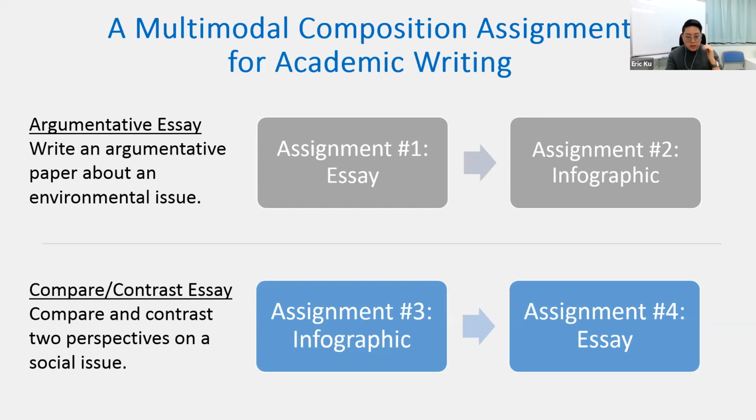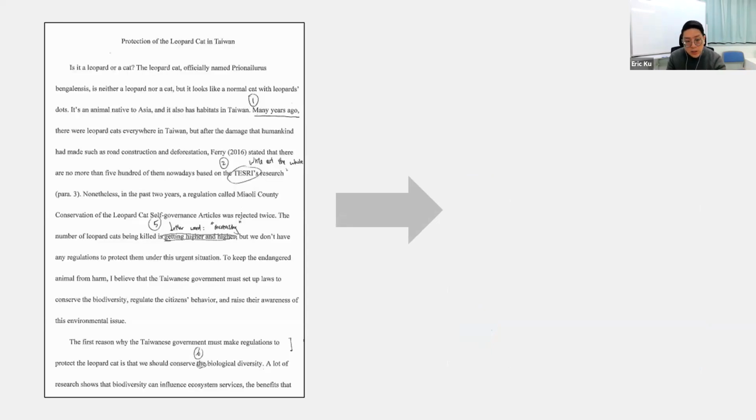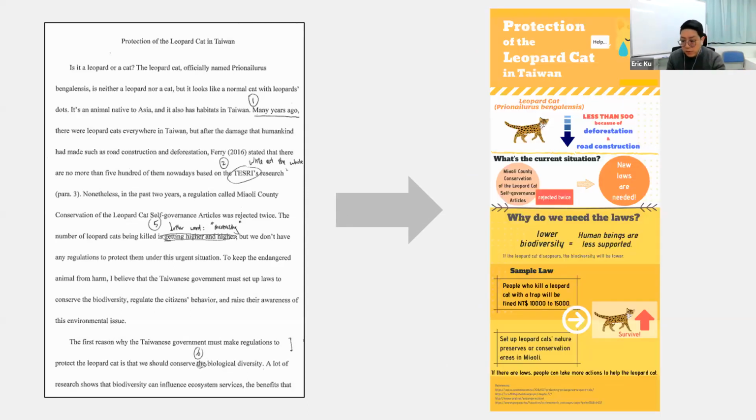Here's an example. This is an example of the first paper, on an environmental issue. This student decided to write about the protection of leopard cats in Taiwan, and converted it into this infographic. The infographic is assignment 2. You see the topic is the same, about leopard cats, and the content, the data, the supporting evidence, and the details were supposed to be the same as well, but in a different format.